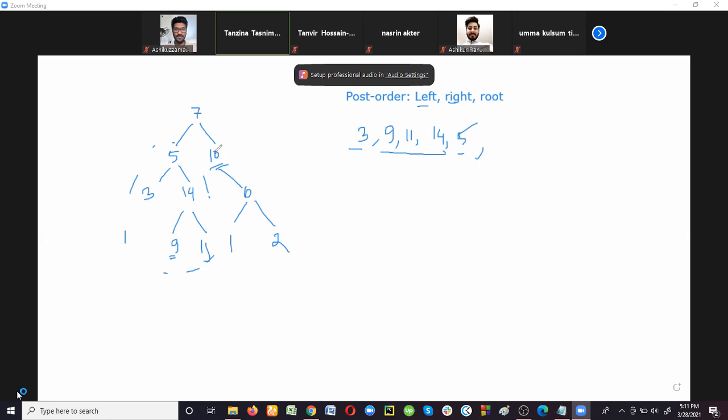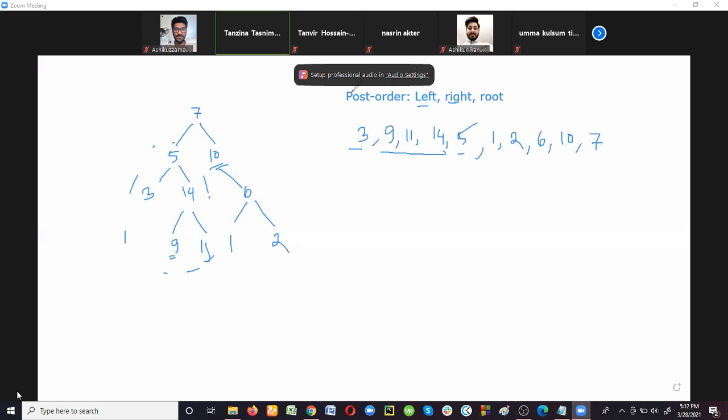In the right subtree, 10 is the root node, and its left child is null. So which one will be taken first? The right child, 6, but it's also a parent node, so take its left child first, that is 1, and for 6 the right child is 2. After taking the left and right child, now we can take 6. So 6 is a root node, which was the right child of 10. Now after that we can take the root node 10, and this is the right subtree of the root node 7. So after traversing the left subtree and the right subtree, now we can take the root node.